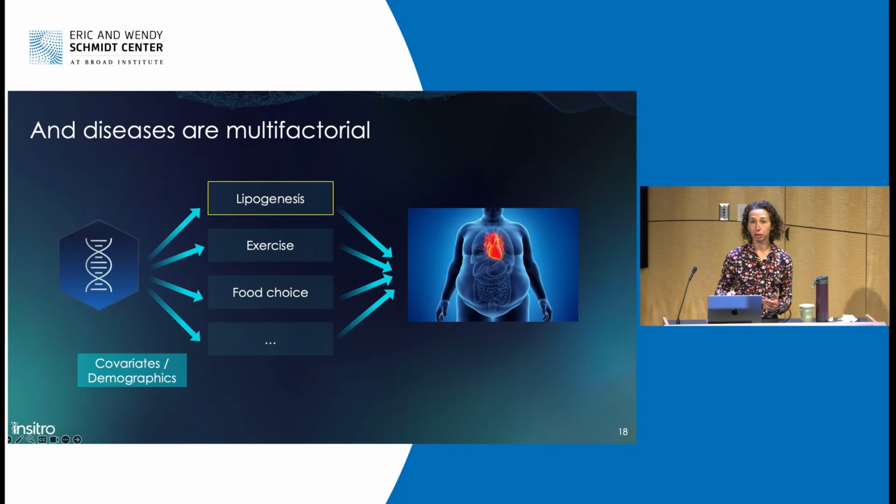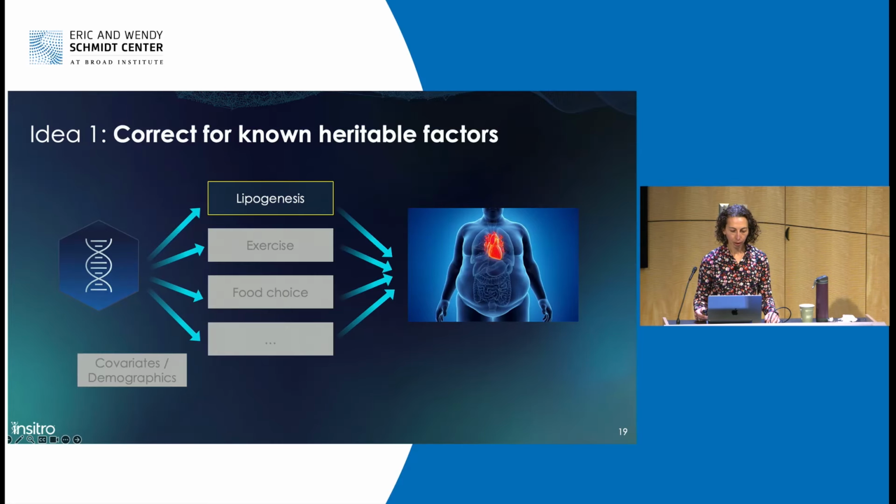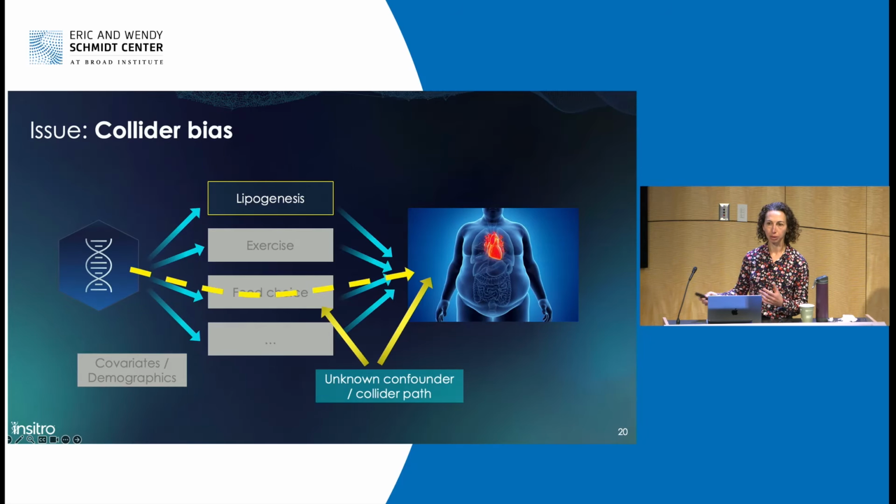Okay, another challenge is the fact that our diseases are highly multifactorial. So for example, in obesity, there are lots of heritable factors that influence things like how much we like to exercise or the foods that we like to eat, that also influence obesity beyond the metabolic path of interest. And even if you magically had the data available to control for all these factors, very likely there's going to be some unknown confounder that opens up this backdoor path, leading to collider bias.